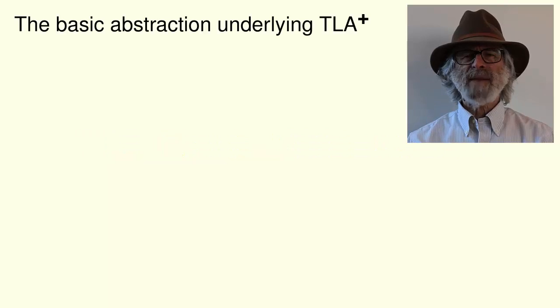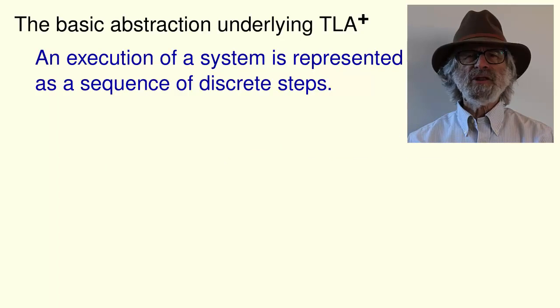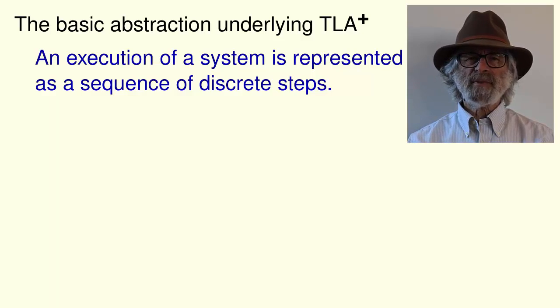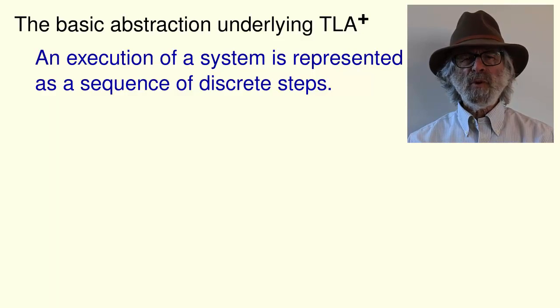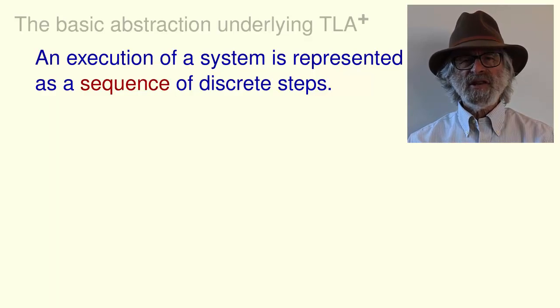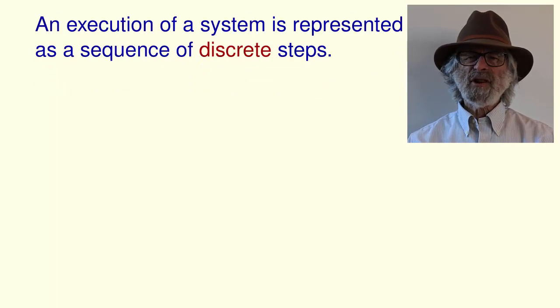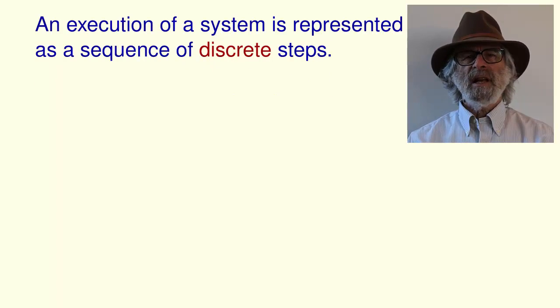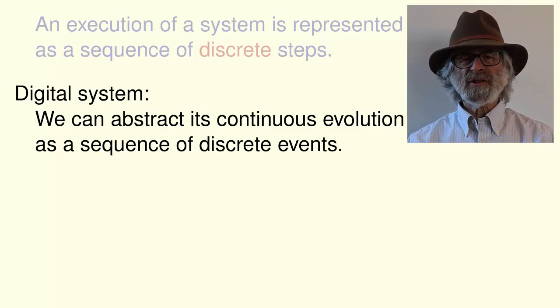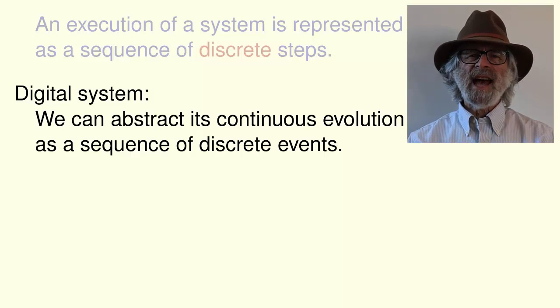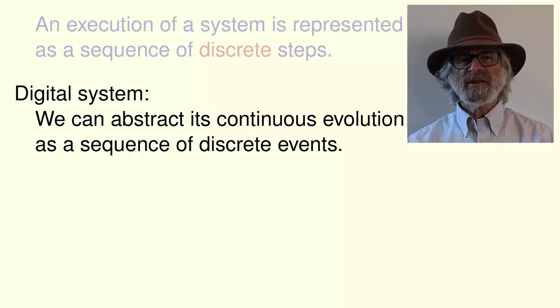The basic abstraction underlying TLA+ is that an execution of a digital system is represented as a sequence of discrete steps. There are three important ideas here: sequence, discrete, and step. Let's start with discrete. A digital system is a physical system in which we can abstract its continuous evolution as a sequence of discrete events.